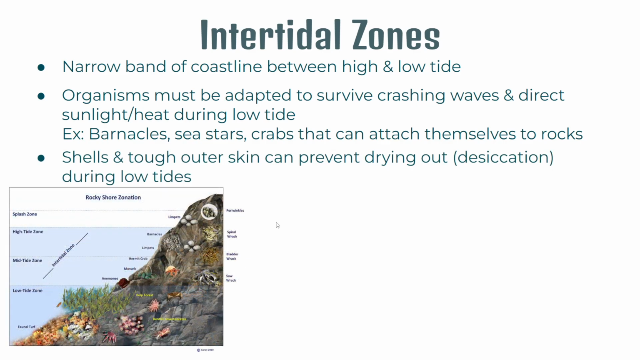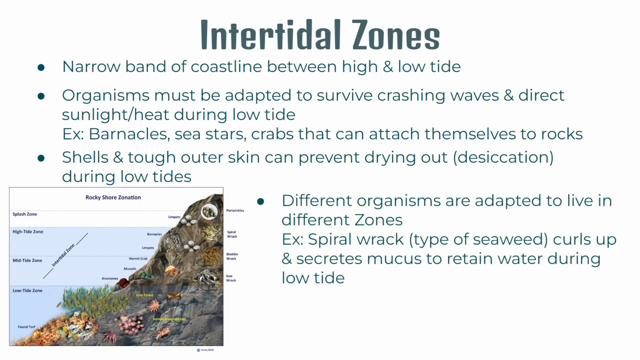We'll see that species like barnacles, sea stars, and crabs are going to have adaptations that allow them to attach themselves to rocks and resist being pulled out when the tide goes out. Another adaptation that they need to have is a tough outer shell or tough skin that prevents them from being dried out by that harsh sunlight that they're going to be exposed to at low tide, as this prevents desiccation, which is basically the drying out of the organism. But we'll see here when we look at the diagram that different organisms are uniquely adapted to live at different levels of the intertidal zone.